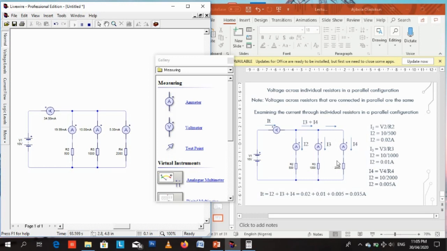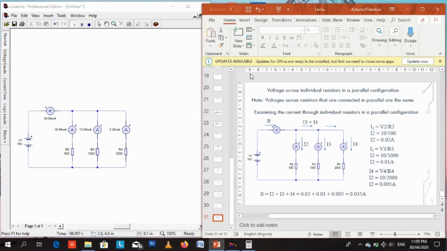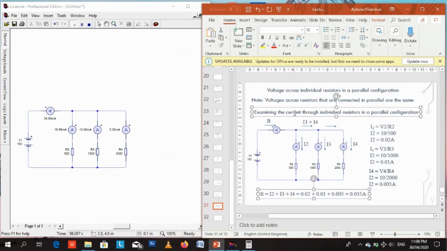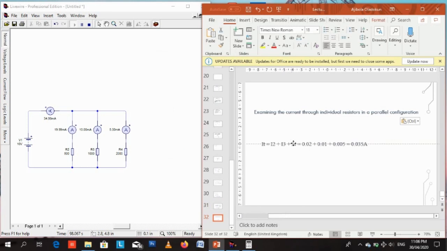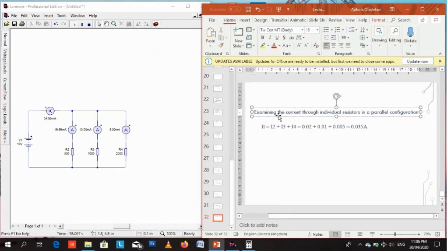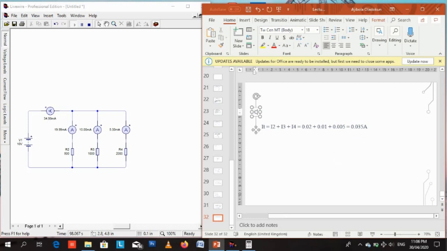So we've proven that if you connect resistors in parallel, the current through them is not the same, but the voltage across them is the same. The voltages of individual resistors connected in parallel are the same, but the current through them is not the same. The current through them is determined by the resistances of the individual resistors. That's what determines the current through each of the resistors. But the voltages across the resistors are the same as long as they're connected in parallel.